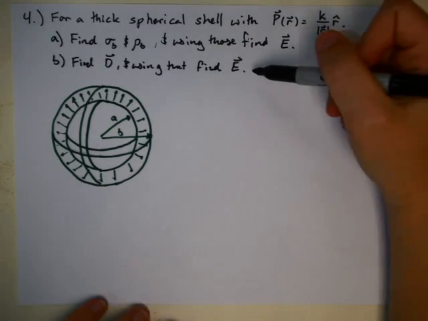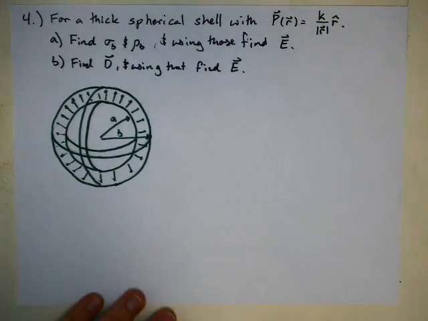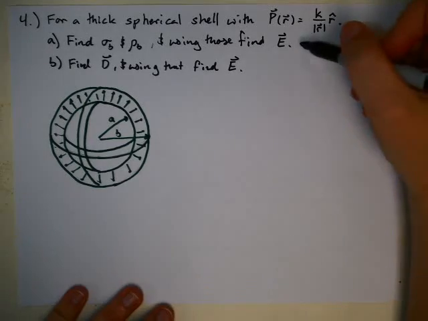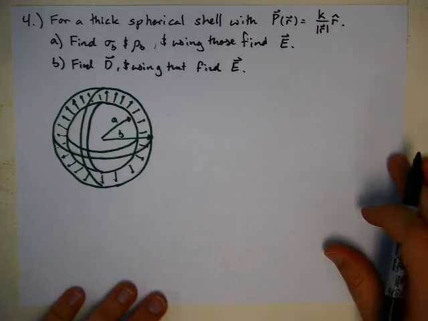The next one will be finding the electric field using the electric displacement vector D. But first we'll go with finding the surface and volume charge and finding E.